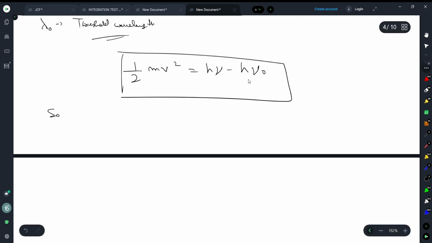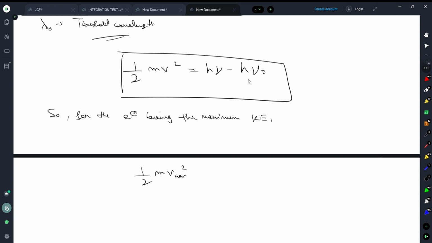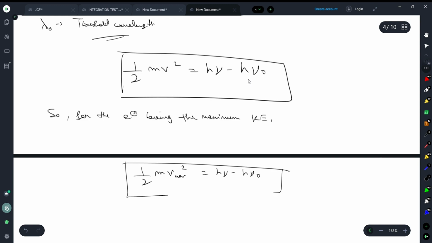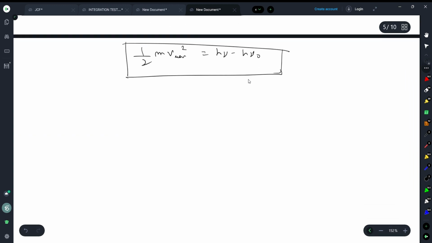So for the electron having the maximum kinetic energy, half m v max square. I have already discussed this. Maximum kinetic energy, implying maximum velocity of the electron, is equal to h nu minus h nu naught. Now one thing we already know, the conservation of energy gives us one more thing.